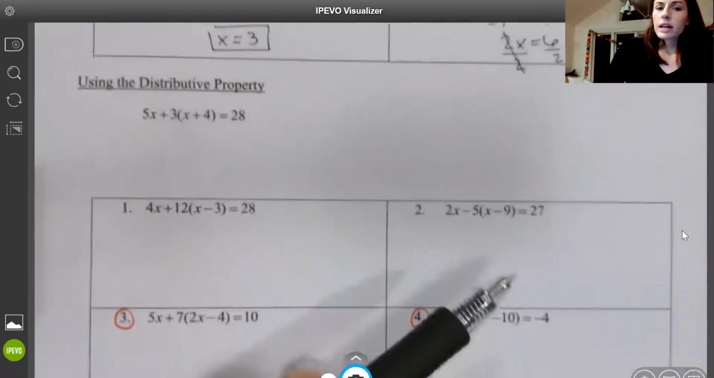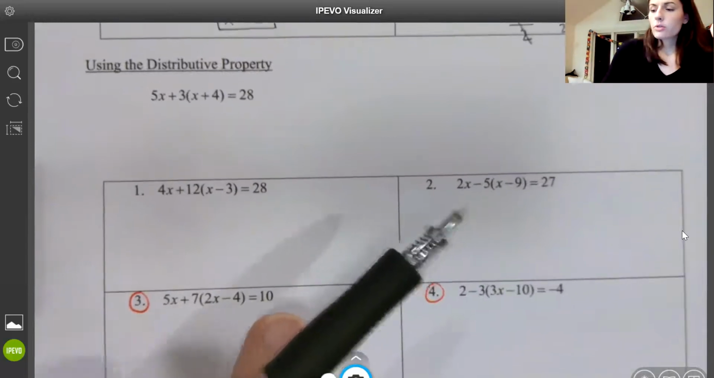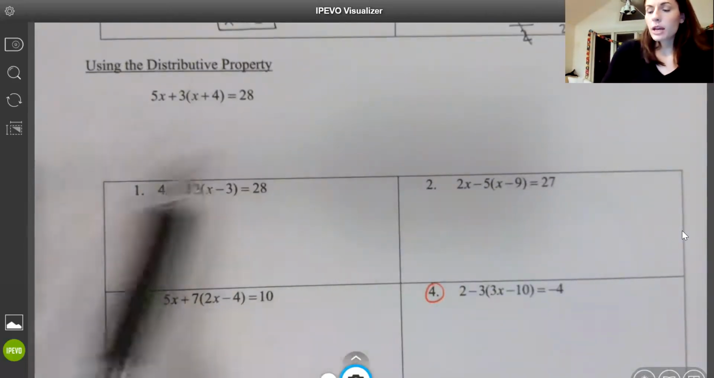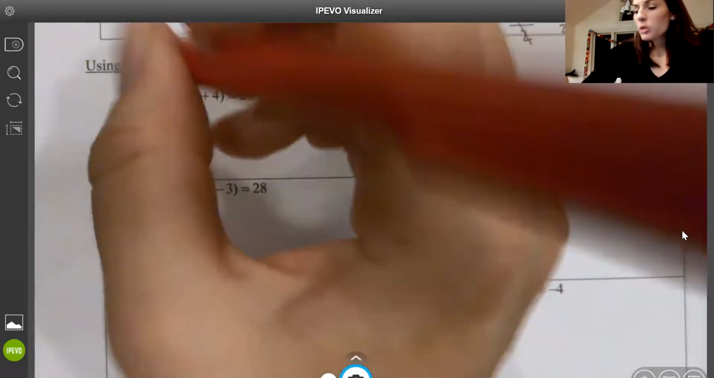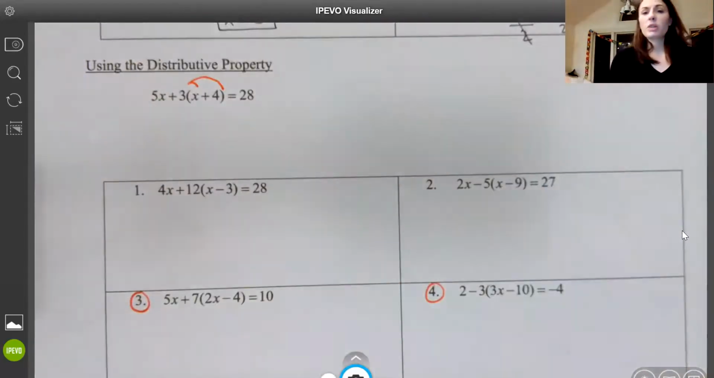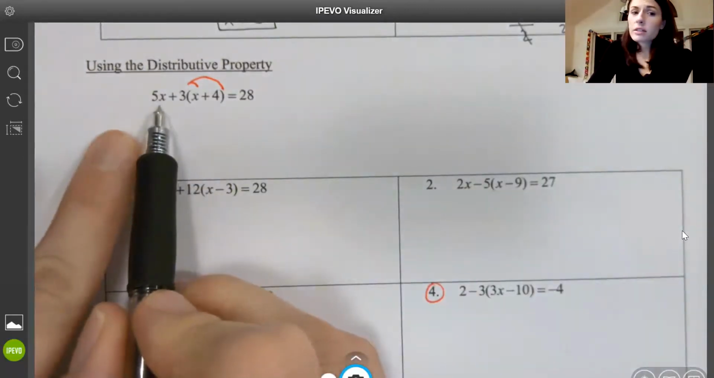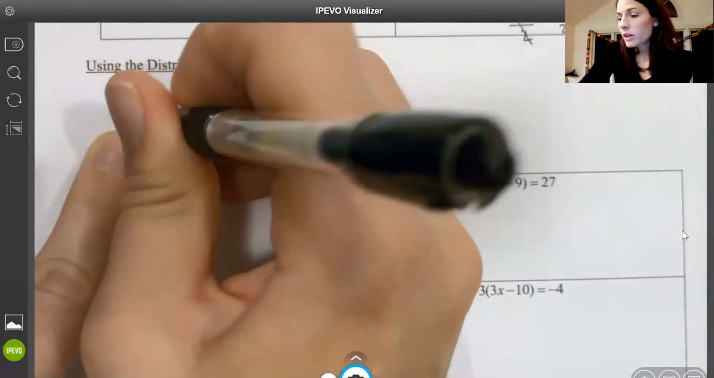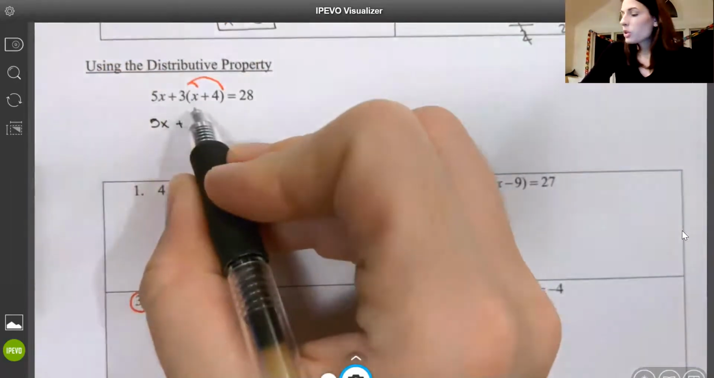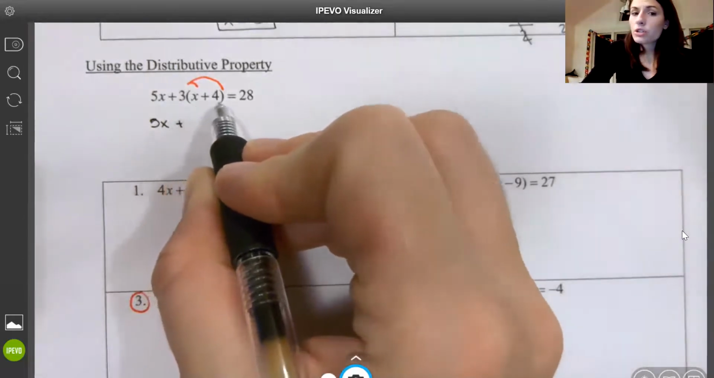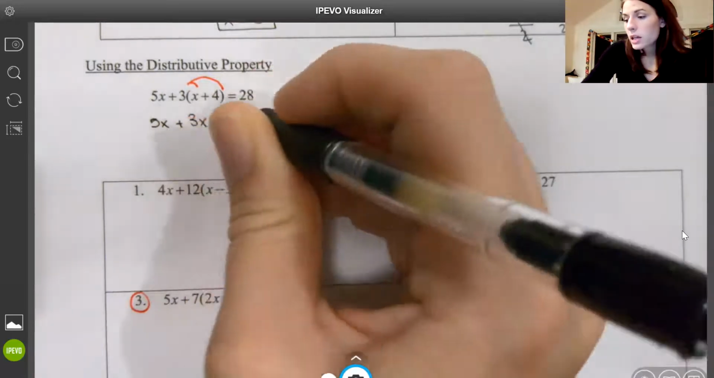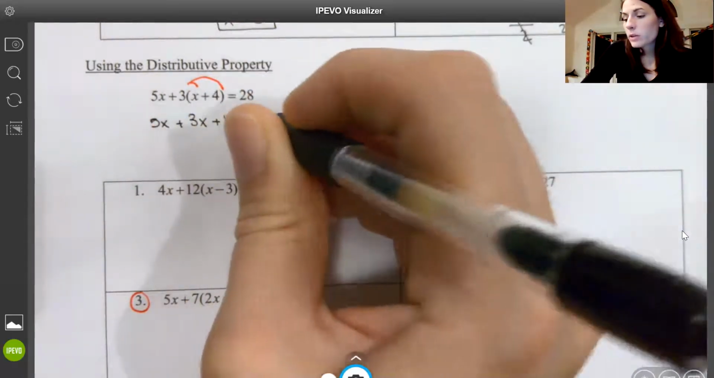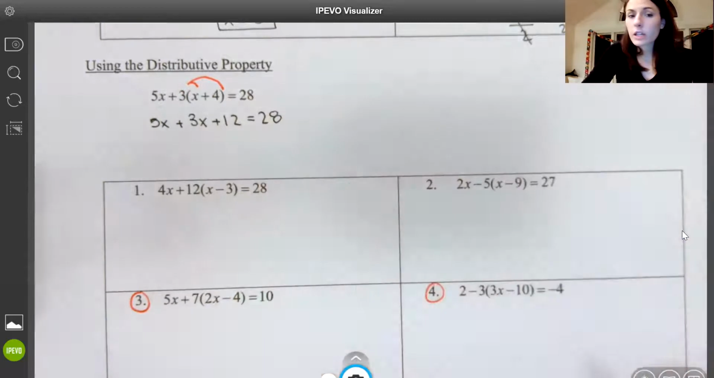So now let's kind of add a layer, right? So first step was clear parentheses. So now we're looking at an example where we have to actually go through the process of distributing and clearing parentheses before we begin with the solving process. So this 5x, not a part of the distributing, so I still have 5x. I'm distributing 3 to each term in my parentheses, so that's going to give me 3x plus, and 3 times 4 gives me 12, equals 28.